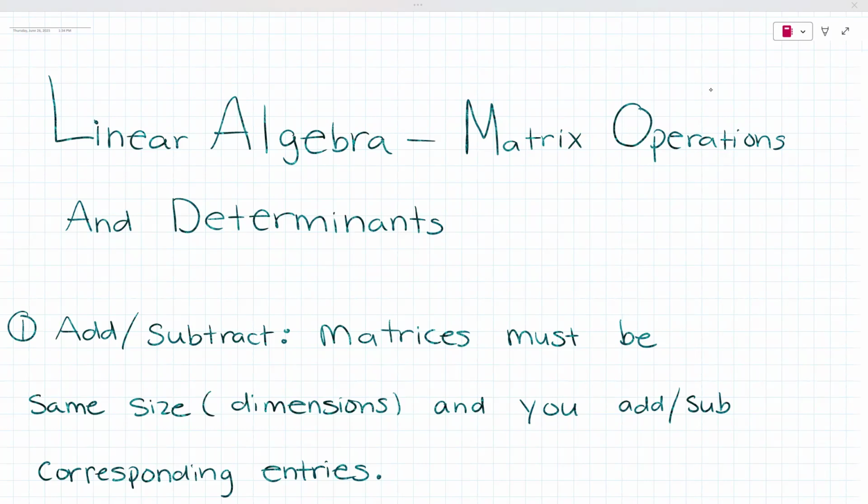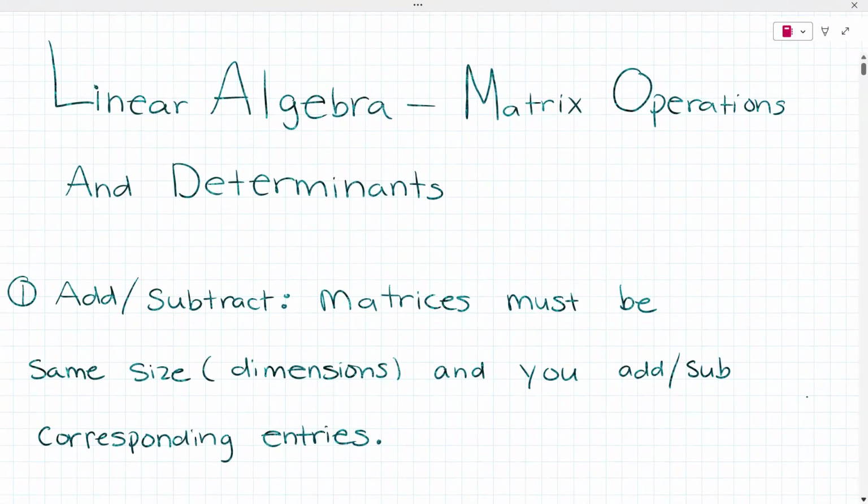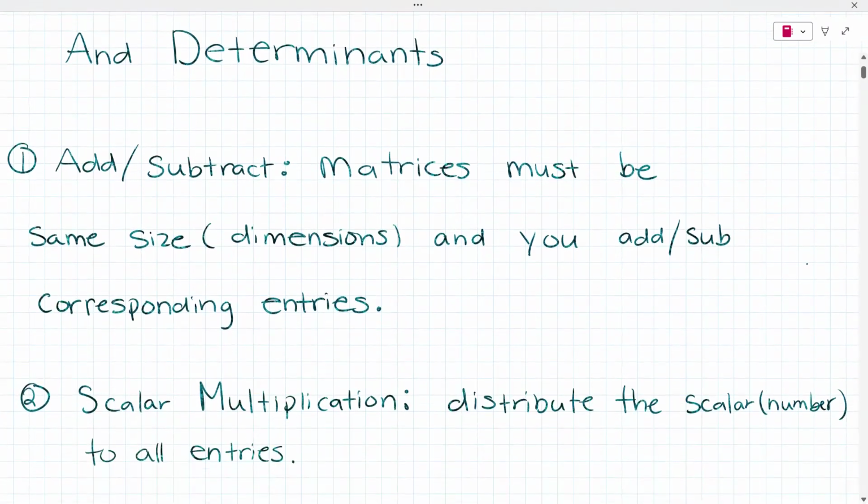Adding and subtracting matrices. Did you know that in order to add or subtract, matrices must be the same size, the same dimensions? If one matrix is a 3 by 3, the other matrix has to be a 3 by 3 as well. Right? So if matrix A is 3 by 2, matrix B must be 3 by 2 in order to add or subtract. If it was a 3 by 3 and this was a 3 by 2, you cannot add or subtract these two matrices.